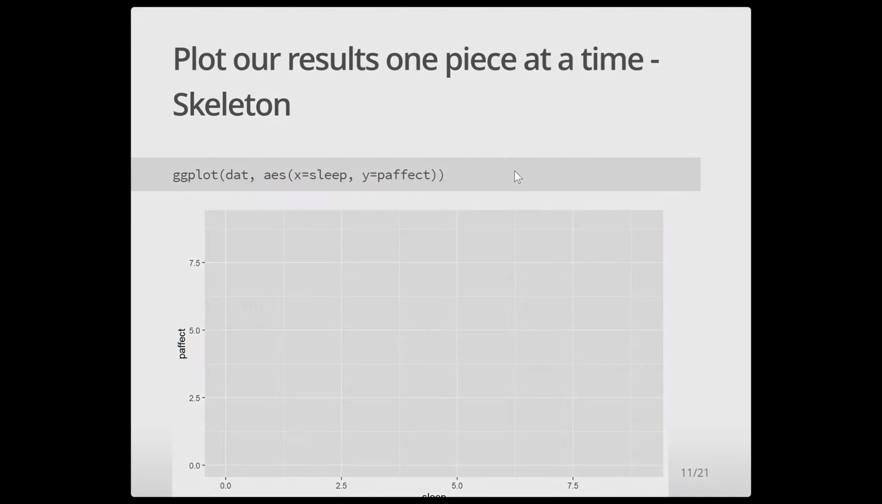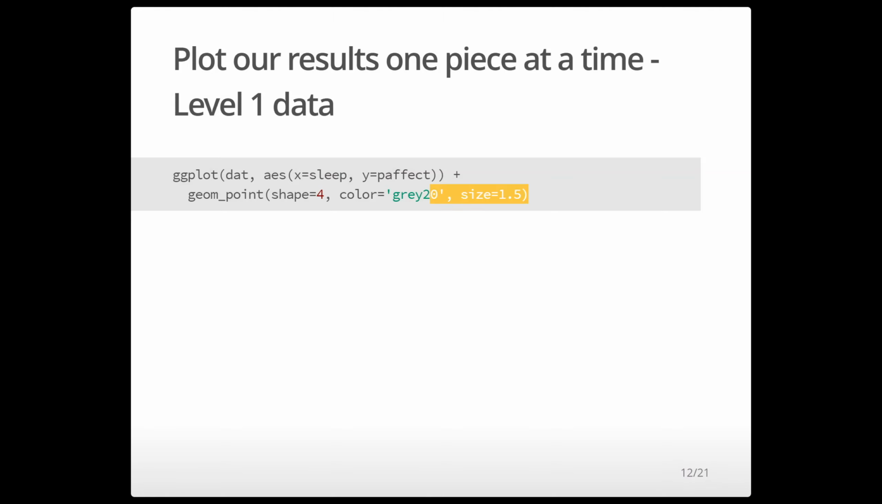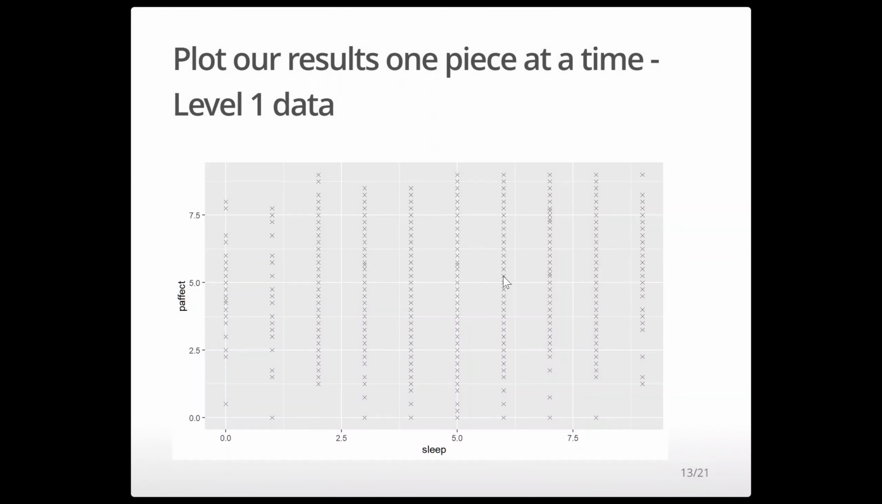and then we're going to iteratively add to it with pluses. So now what I'm going to do is add on top of this the points for our level 1 observations. So this is just all of the observations of sleep and P affect in our data. And I'm just going to give them a unique shape and a unique color and a unique size, because I want to be able to differentiate them from the level 2 observations. So here we get all of our observations. This is all of sleep and all of P affect, ungrouped. It's just every single observation with no special grouping to it.